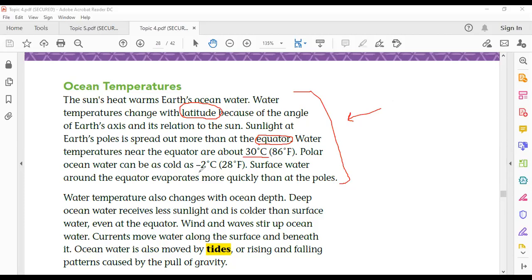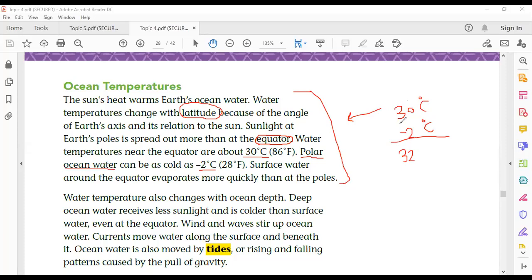Areas very close to the poles, the North Pole and the South Pole, have polar ocean water that is very cold. It can be, for example, minus 2 degrees Celsius. Notice the difference between 30 degrees Celsius and minus 2 degrees Celsius. Do you know how much the difference is? The difference is 32 degrees. It's a big difference in temperature.